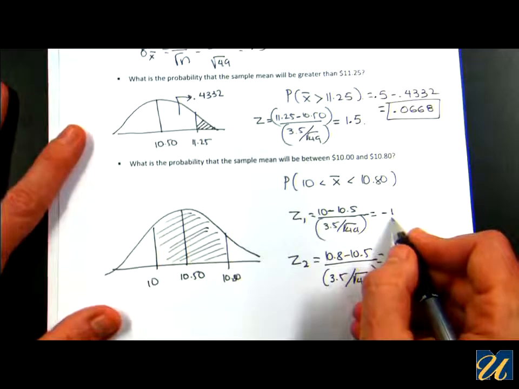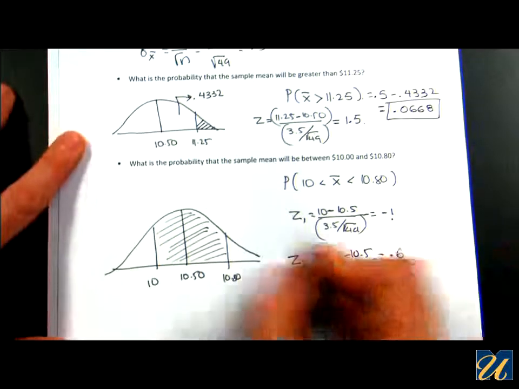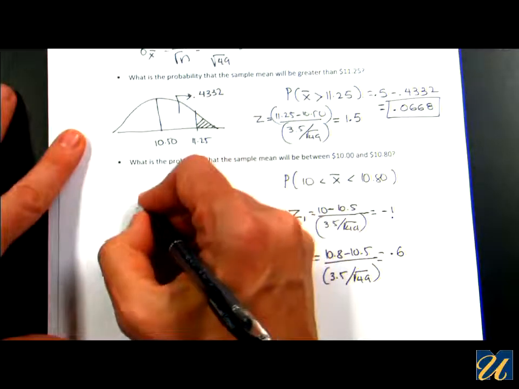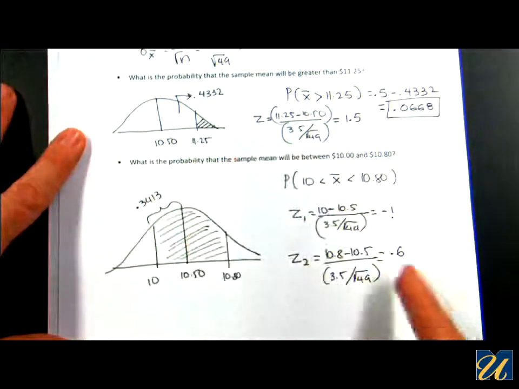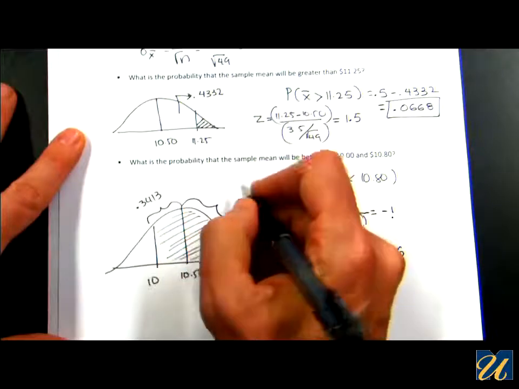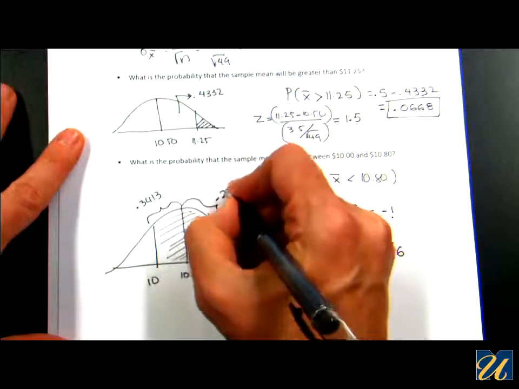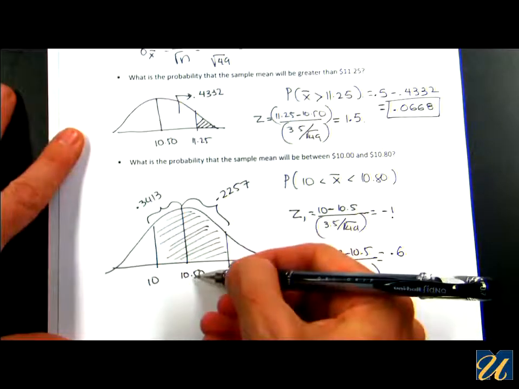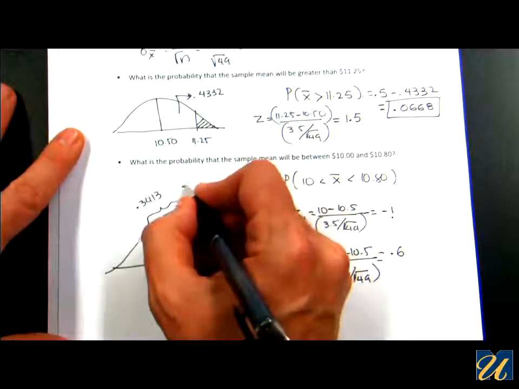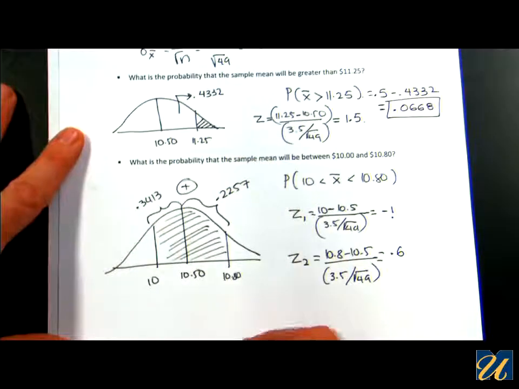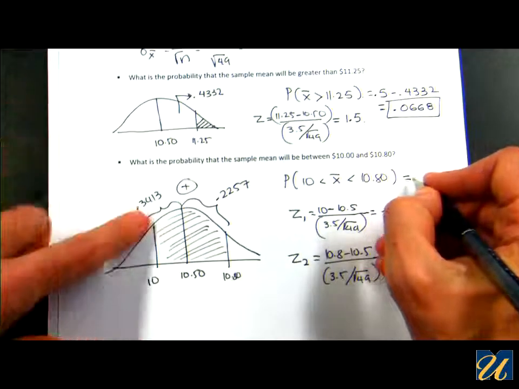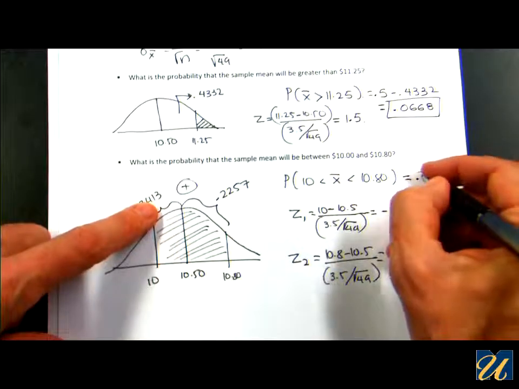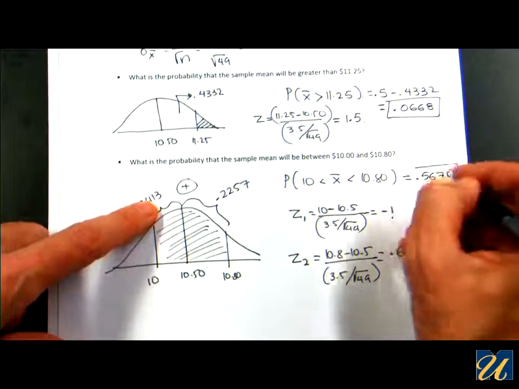We take the absolute value for Z1, we look it up in our Z table. This will be 0.3413, and for 0.6, this will be 0.2257. Since the mean is inside the area we are looking for, we will be adding the corresponding probabilities. So 0.3413 plus 0.2257, this will be 0.5670.